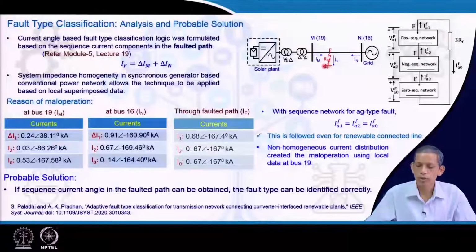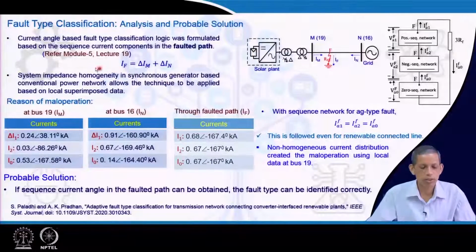So, our concern is based on the faulted path current. In the case of the synchronous machine based approach, we say that the homogeneity of the angle is maintained throughout the M bus side and N bus side, and from that angle we consider that the local data will also be able to reveal the phase angle information for the application of fault classification. But now the impedance angle of the solar plant is much different from that of the grid side and that of the transmission system. So, the homogeneity consideration is no more valid and that puts challenges.